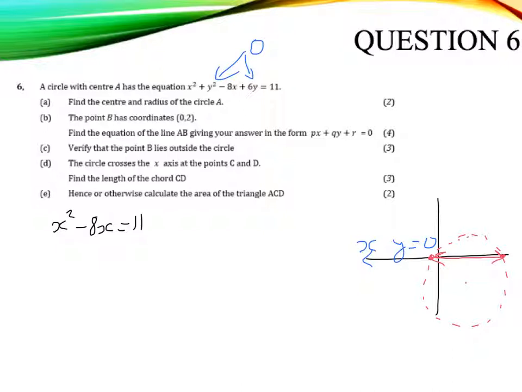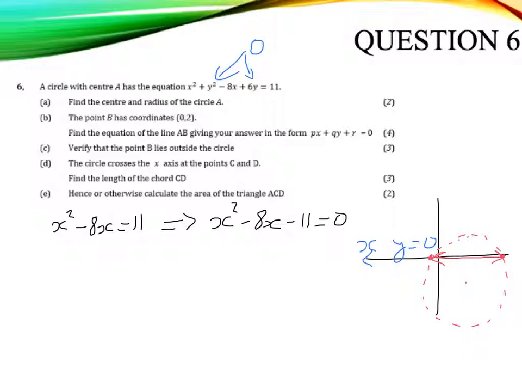All my y's have disappeared. I've substituted 0 and my y's have gone. So I've just now got something in terms of x. It looks like a quadratic, which is fine. That means we should be able to work out what these numbers are. So let's put it into the form that we would be able to then factorise. So x squared minus 8x minus 11 equals 0.